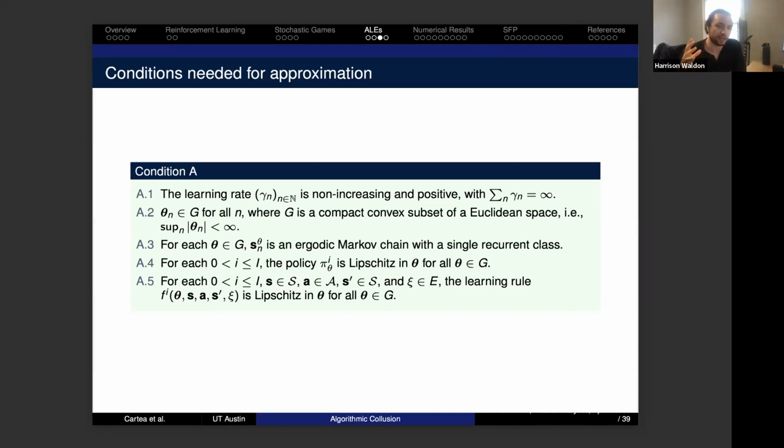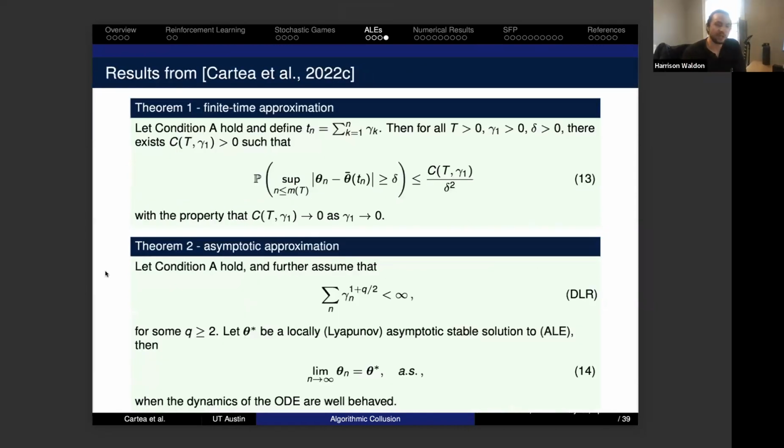We also need that the policies are Lipschitz continuous in parameters, and that the learning rule is Lipschitz continuous in parameters as well. So under these conditions, the evolution of the algorithms can be approximated by the evolution of the ODE in the following sense.